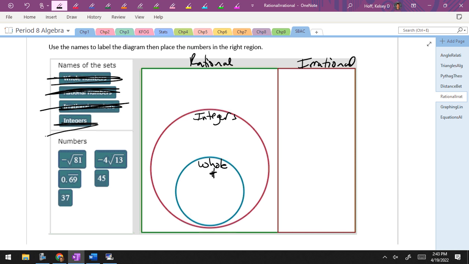There's something I told you about that. Negative square root of 81 is negative 9. All the way to whole? Oh, no. Just to an integer. Very good, because it's a negative. So negative square root of 81 stays an integer. Negative 4 square root 13.